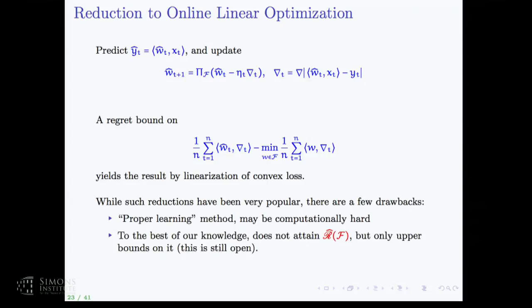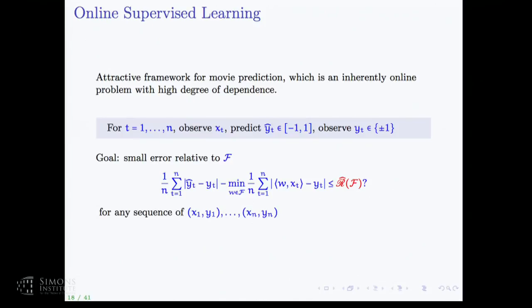However, this is not necessarily the best idea. Why? First of all, this is a proper learning method in the sense that you work with the space of w's, and you have a solution that's within the class of models. Whereas the online supervised learning framework here just asks for a number, to predict a number, and that's potentially a much simpler optimization problem. And in fact, it can circumvent certain hardness results if you look at it this way rather than the online linear optimization way.